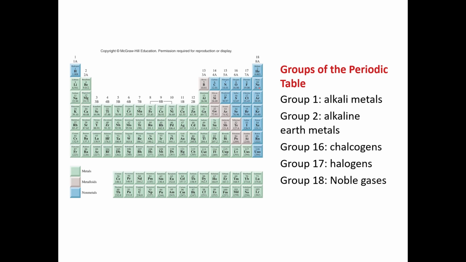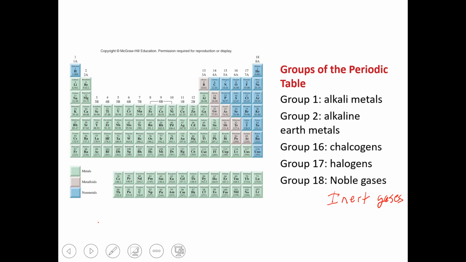Group 18 or 8A is our noble gases. Those are also known as the inert gases because they don't tend to be very reactive. There are a couple of them that do form some compounds, but in general they tend to not be very reactive. Group 17 or 7A is our halogens. Group 16 or 6A is our chalcogens. We just add a C to the halogens.